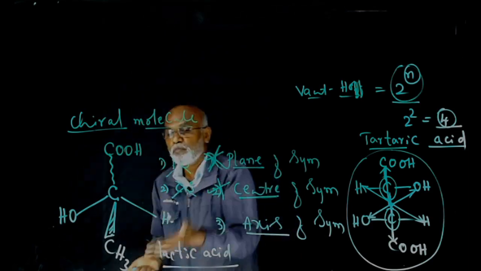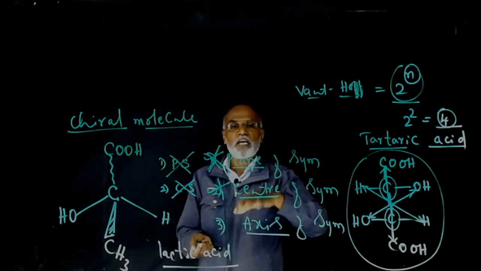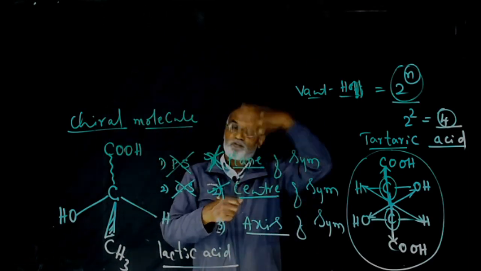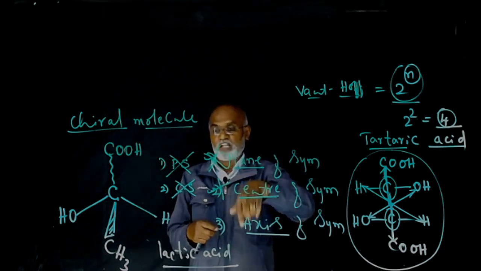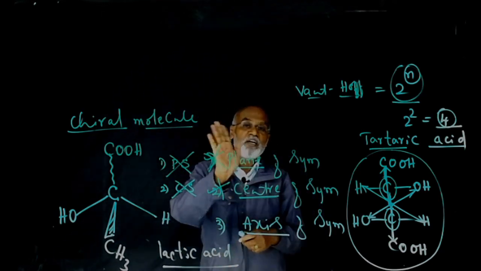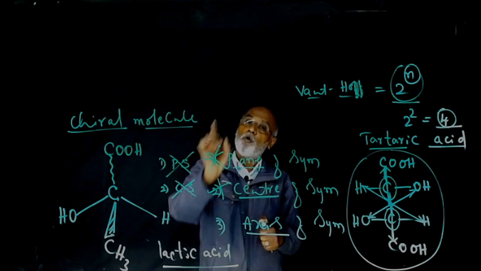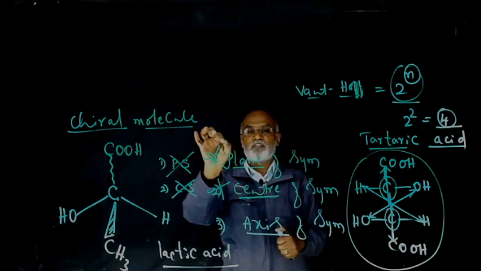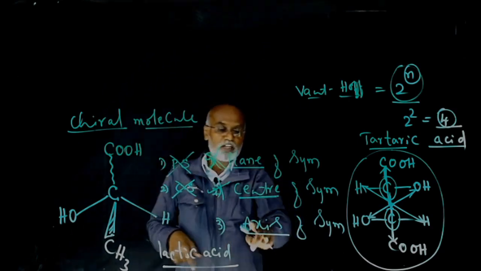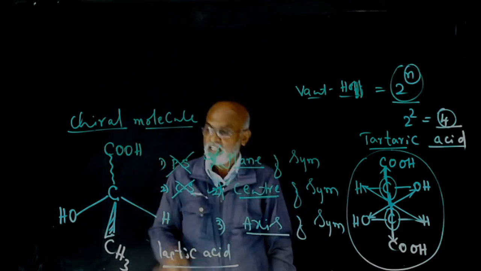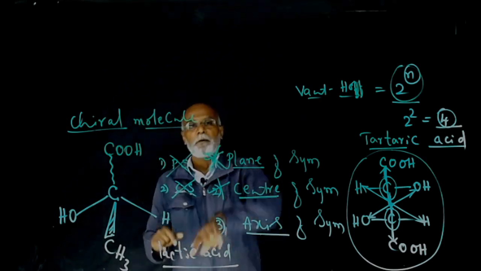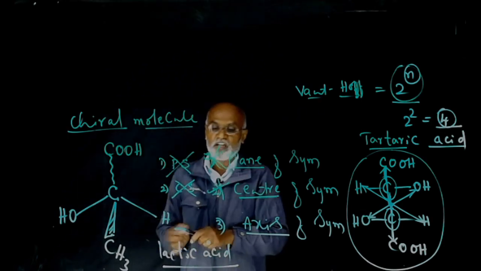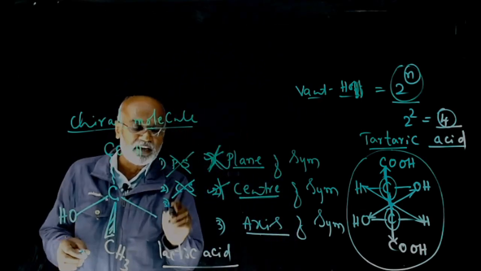As the similar groups will never reappear within 360 degree rotation. Of course, after 360 degree rotation the same group will appear. No, that is not the one we are observing. Within 360 degrees the identical reappearance of the group must be there to say that the molecule is having an axis of symmetry. Since the similar groups will never reappear within 360 degree rotation, the molecule is not having even axis of symmetry.